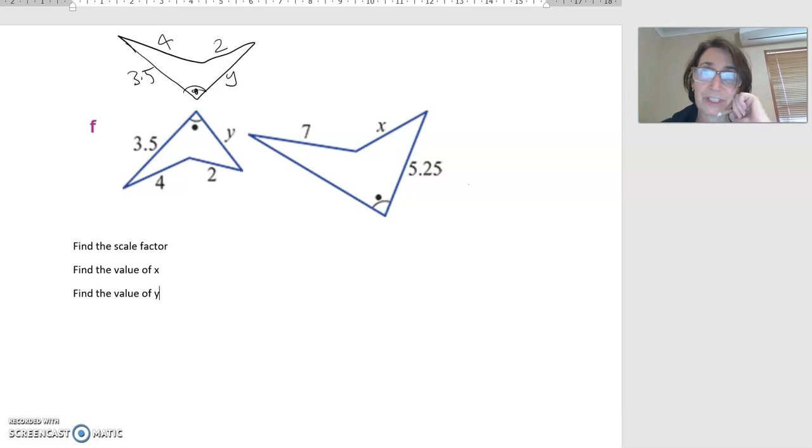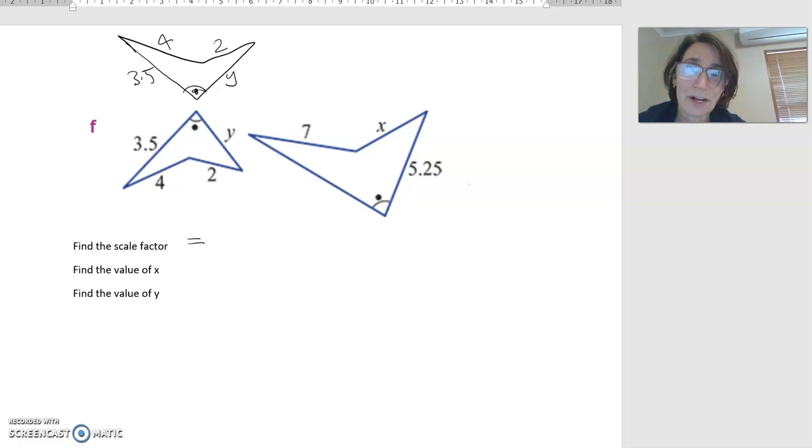And now the scale factor just means how much has this shape been enlarged in order to get to this shape. And the way that we're going to work that out is we're going to say the scale factor is equal to the size of the original one divided by the size of the image. Other way around, the image divided by the size of the original one.